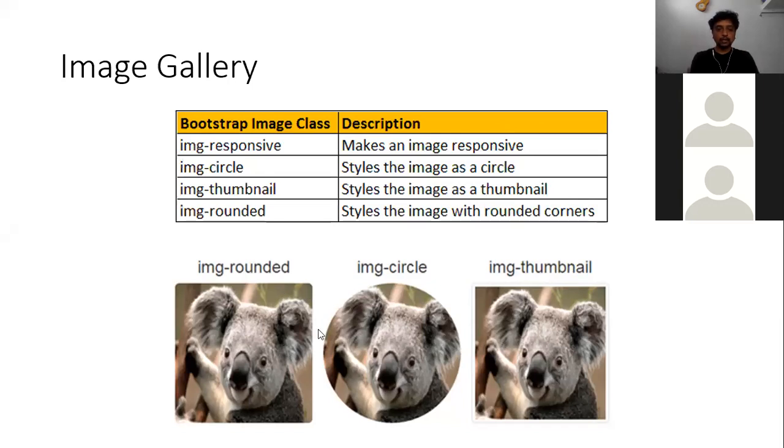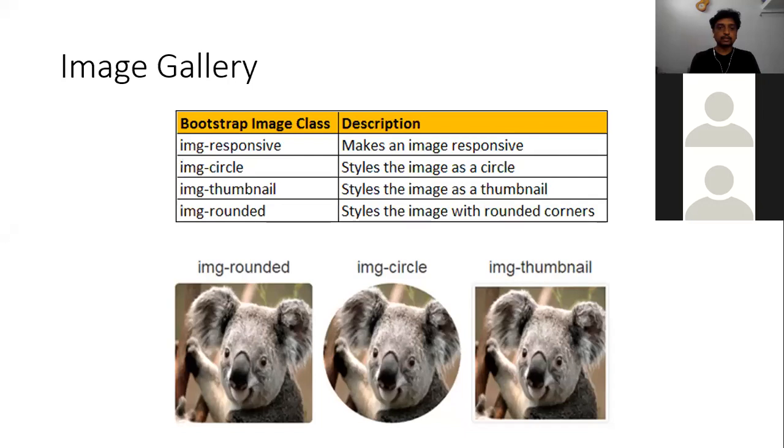Image rounded, where the corners are rounded. We can observe the corners of the images are rounded. Image circle gives the complete circle view for the image, and image thumbnail is the standard one. So these are the four classes supported by the Bootstrap image class. We already discussed image responsive; the rest are image circle, image thumbnail, and image rounded. Let's see how this is done with coding, and how we can achieve an image gallery.